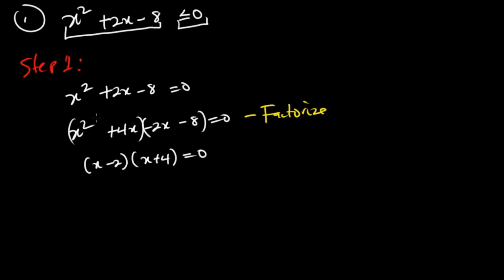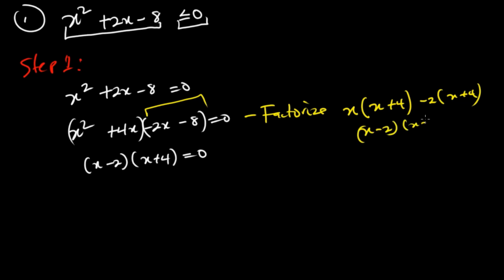Where this is coming from is, if you factorize the first expression, we have x common, and we have x plus 4 over here. If you factorize the second expression, we have negative 2 and the same thing inside the bracket, x plus 4. So we pick one out of the bracket. This gives us x minus 2 and x plus 4. That's how we come about what we have here.